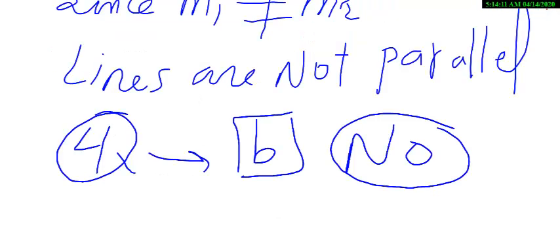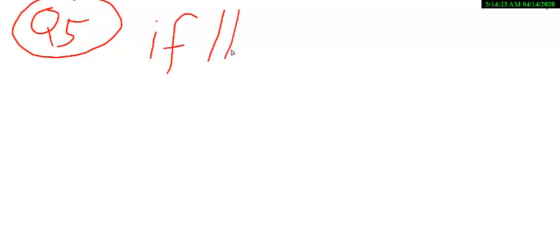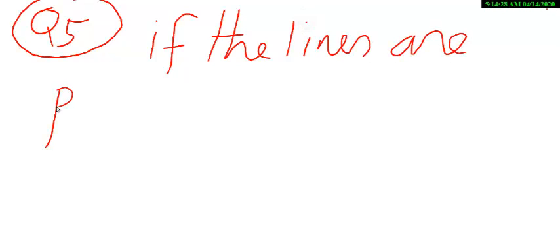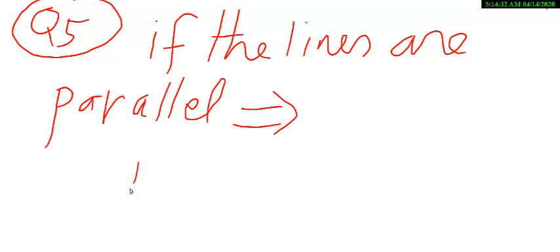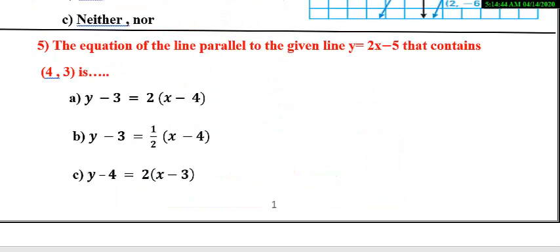So we need to write this down. To answer question number 5, I postulate that if the lines are parallel, it means that M1 equals M2, which are the slopes. So M1 I can get from the given line. What is the given line? y equals 2x minus 5.